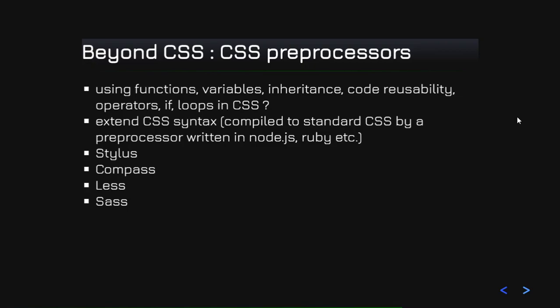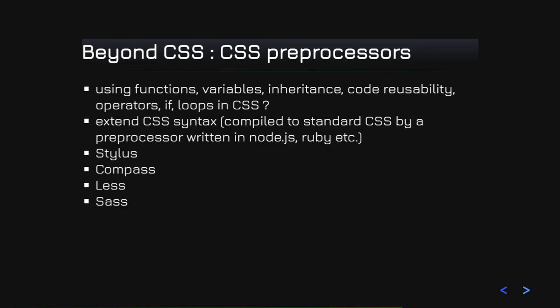And this is just a regular CSS file which contains regular CSS syntax plus some additional syntax specified by the preprocessor, like the one I've just told you about, specifying variables and using variables. And then you would have an interpreter or a compiler that would take this extended CSS syntax file and compile it to a regular CSS file. Usually these compilers are written in Node.js. CSS preprocessors don't allow only variables, they allow functions, inheritance, code reusability, operators, if loops, and so on. Some examples of CSS preprocessors are Stylus, Compass, Less, Sass.